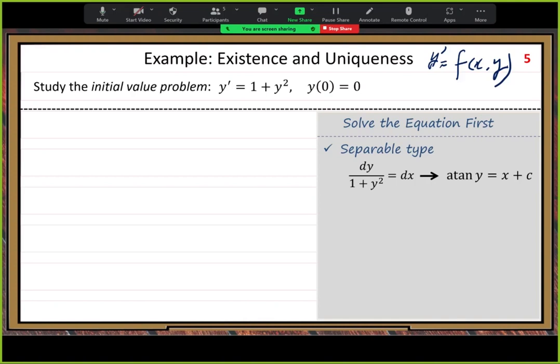A tan of y equals x plus constant c. Then we can take tangent of both sides: y equals tangent of x plus c. Then we can determine that c value from the initial condition. Plug in the number, x equals 0, so tan c equals 0. What is that c?